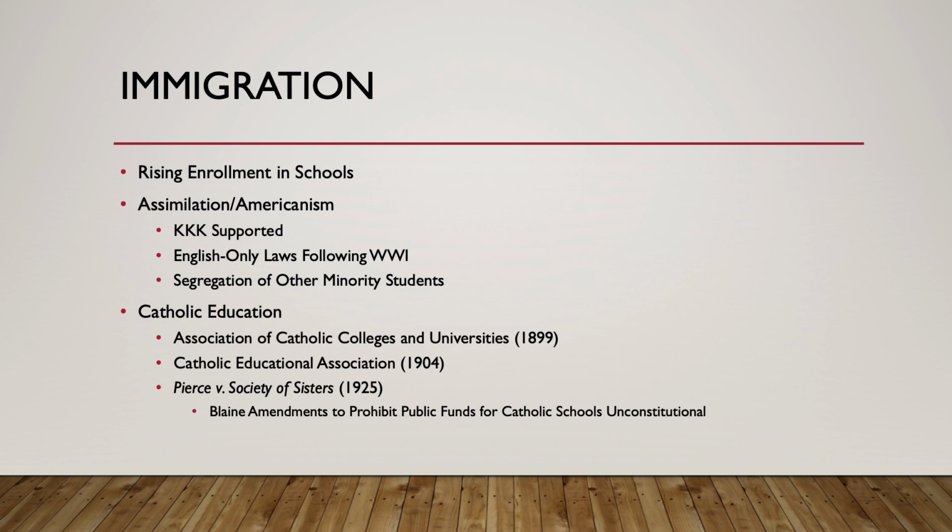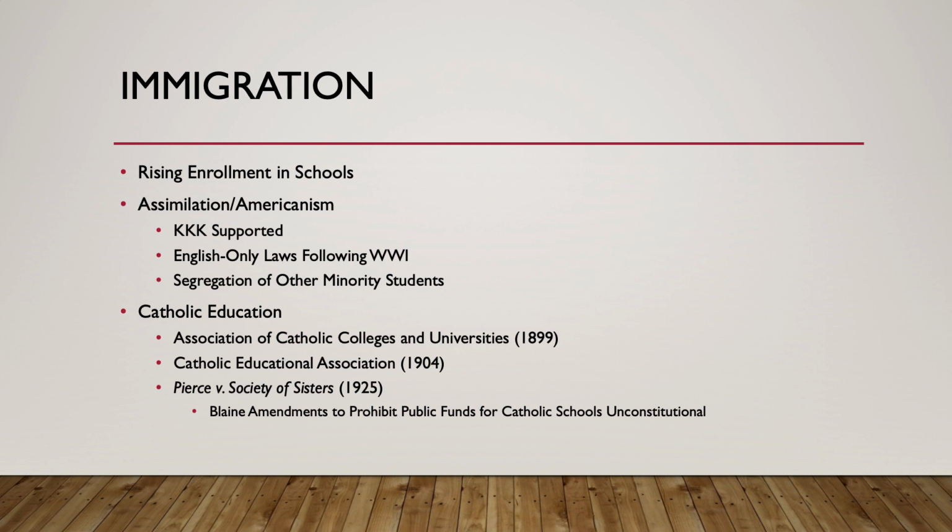Another kind of dark side of the period was that in the 1870s, 1875, you have the Blaine Amendments. The Blaine Amendments prohibited funds for Catholic schools, so they wouldn't allow public funds to be used for parochial schools, and this was copied in several states. Finally, in 1925, a Supreme Court decision, Pierce versus Society of Sisters, said this was unconstitutional and that public funds could be used for religious-based schools.